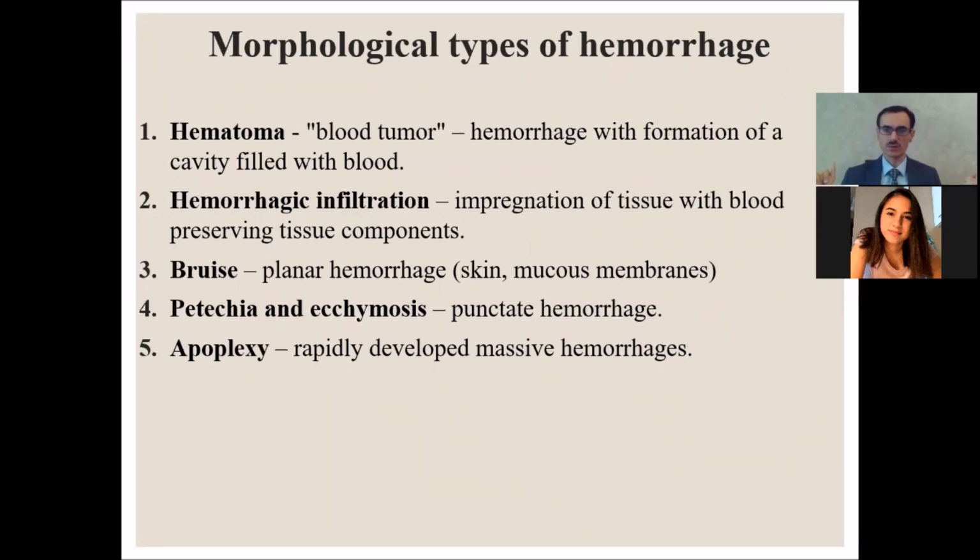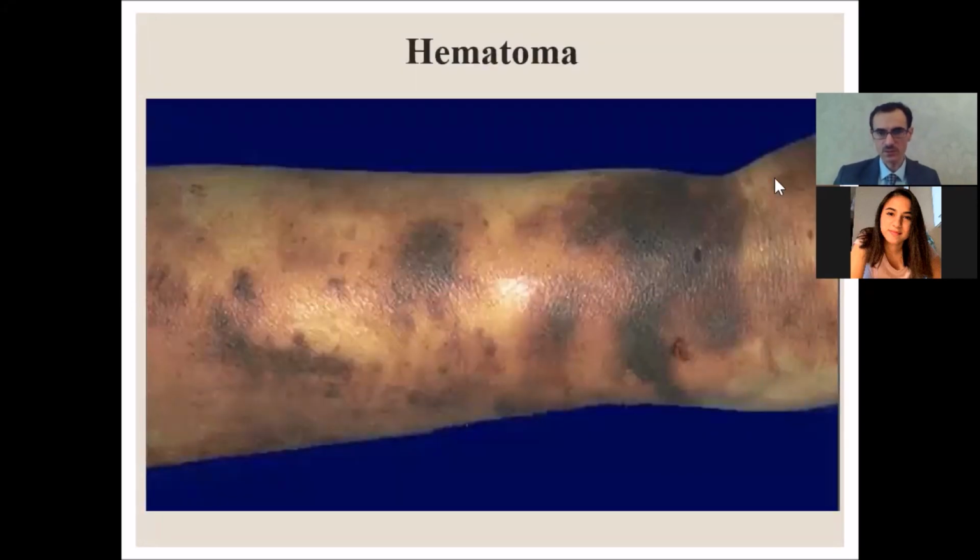There are some morphological types of hemorrhage. Hematoma: probably you heard about the hematoma, but the suffix -oma does not mean a blood tumor. This is not a tumor. This is a hemorrhage with formation of a cavity filled with blood. Another type is hemorrhagic infiltration, the impregnation of tissue with blood, preserving tissue components, or bruise, a planar hemorrhage in the skin or the mucosas, or the dot-like, punctate hemorrhage in the skin, for example petechia or ecchymosis, and apoplexy, a rapidly developed massive hemorrhage. And here you see the hematoma.